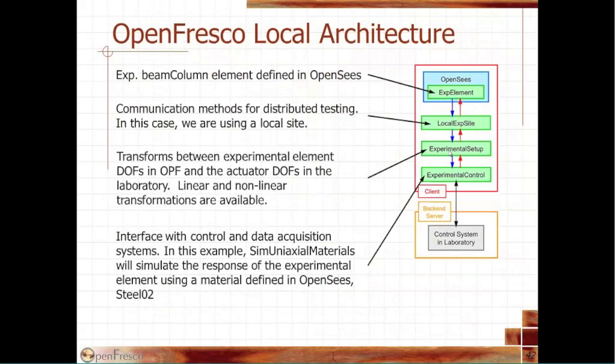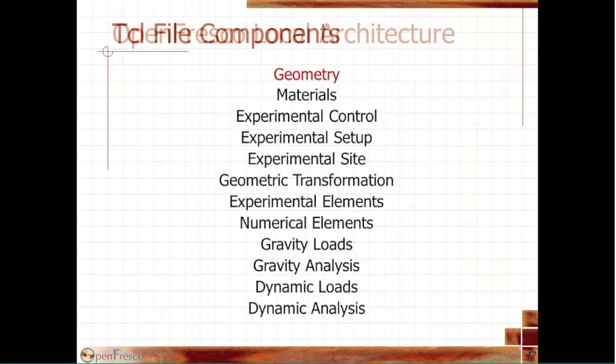And for the experimental control, we will use a controller which is called SimUniaxialMaterials that allows you to simulate the behavior of the controller using any uniaxial material that is available in OpenSees. So by simulating everything, we don't have a real controller in the laboratory, but we use a material to simulate it. So let's go through the Tcl script and look at the different components.